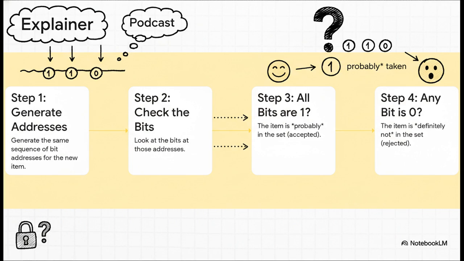But what if someone tries a totally new name, like podcast? We run it through the formulas, check its switches, and what if one of them is still off? Boom! We know with 100% certainty that name has never been added before. It is definitely not in our set.